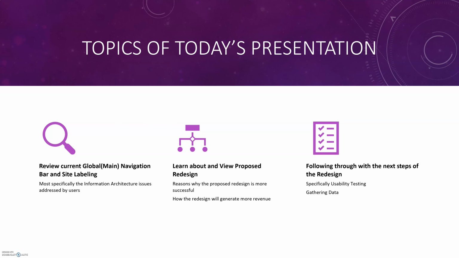So here's a summary of what I'm going to be talking about today. We're going to be reviewing the current global navigation bar, which is the main navigation bar, and learning about the site labeling of our current website and information architecture issues with that. Then we're going to be learning about the proposed redesign, why I think this redesign is more successful than what we have now, and how it would benefit us financially. And then I'm going to be showing you prototypes of it as well. Then I'm going to be following through with the next steps of the redesign and gather some feedback from you guys, whether we should move forward or not, and if we do, how to move forward.